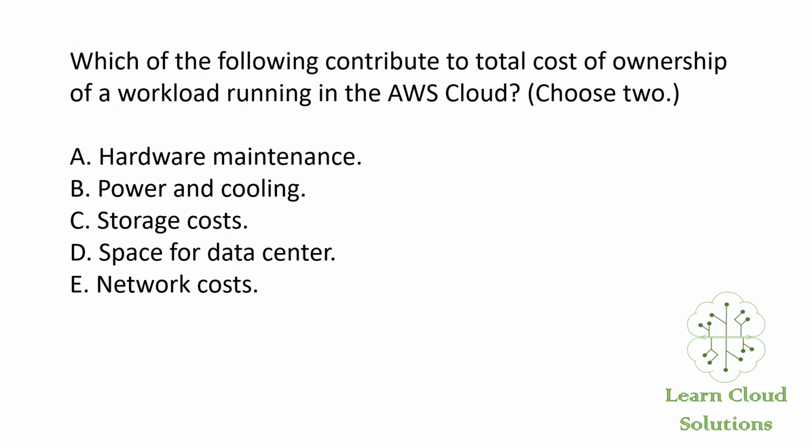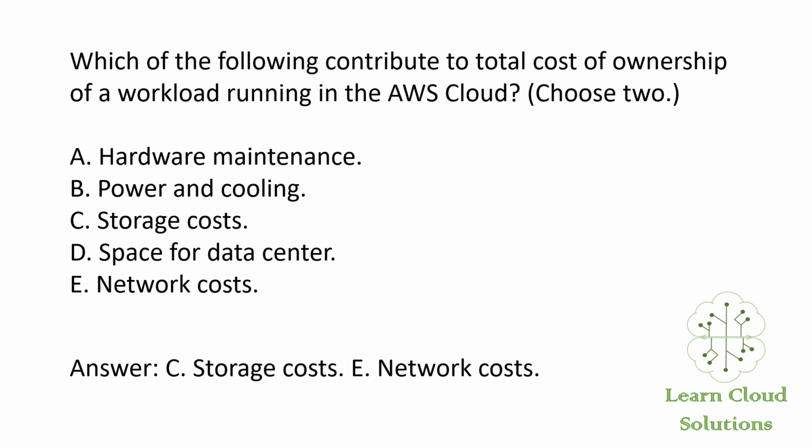Which of the following contribute to total cost of ownership of a workload running in the AWS Cloud? Choose 2. A. Hardware maintenance. B. Power and cooling. C. Storage costs. D. Space for data center. E. Network costs. The correct answers are C and E.